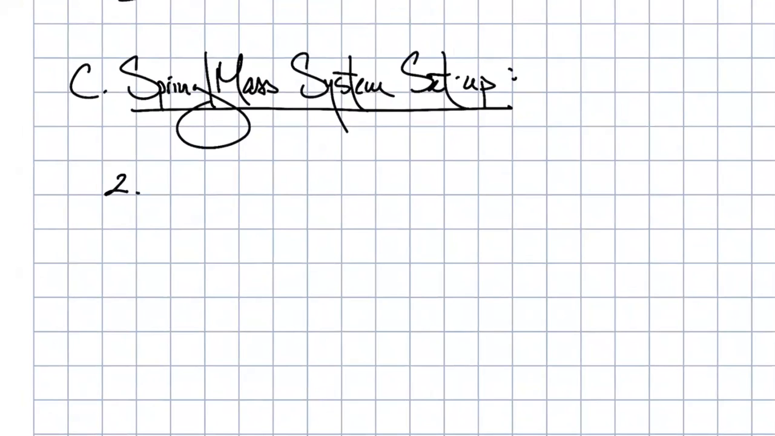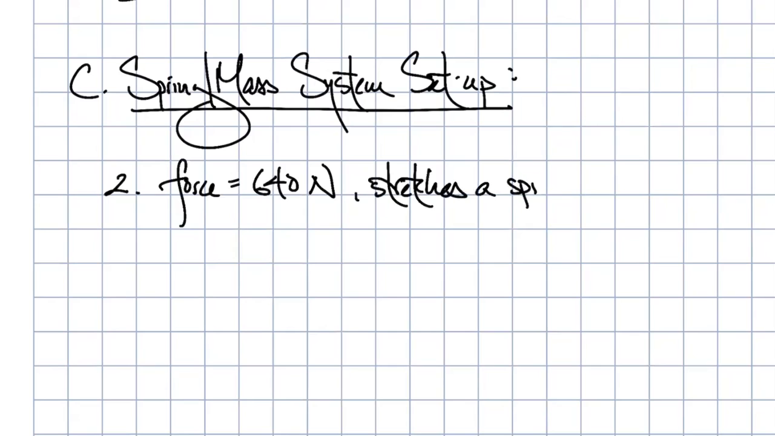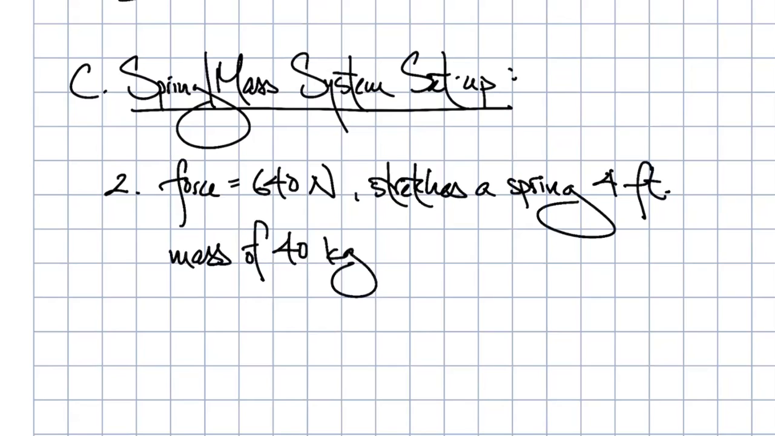Okay. So if we take a look at 2, we have a force that is 640 newtons. So now we're looking at the newtons one, so maybe that's a little bit different than what we've seen. So 640 newtons stretches a spring 4 feet. We have a mass of 40 kilograms attached to the end of the spring. It is released from its equilibrium position. So we might even say that x of 0 equals 0. Right, and this I got from it is released from equilibrium position.